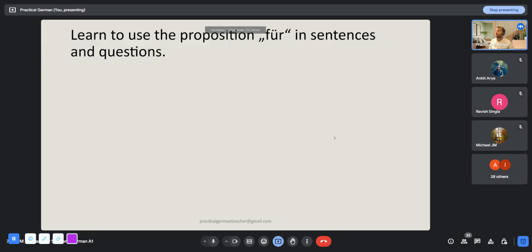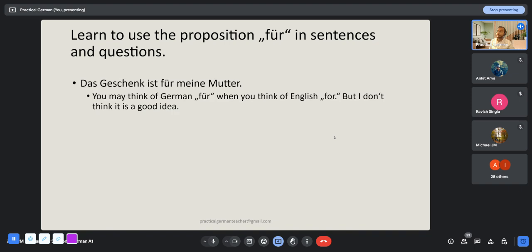So what does "für" mean? It means for. Many of you already know it or would have guessed it. What you should know about it is this example: das Geschenk ist für meine Mutter. Geschenk means gift, ist is, meine Mutter, I think it's obvious, my mother. "Für" means for. So this gift is for my mother. Again, I said "für" normally means for, but don't take this as a very strict rule.